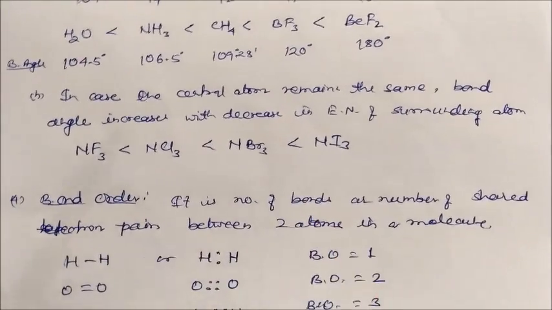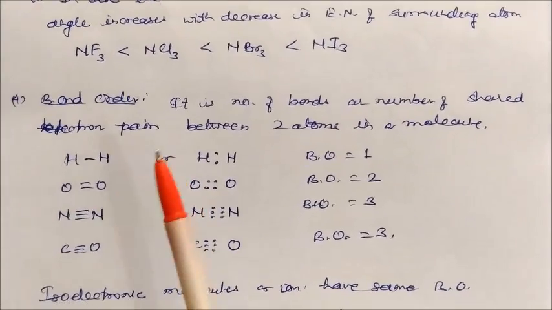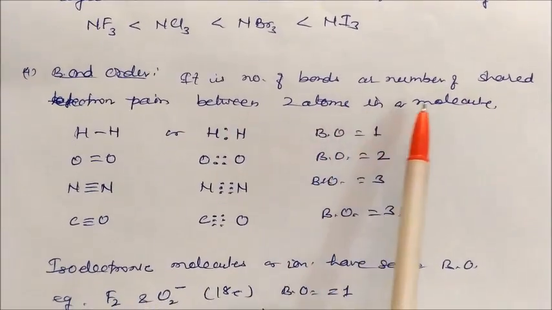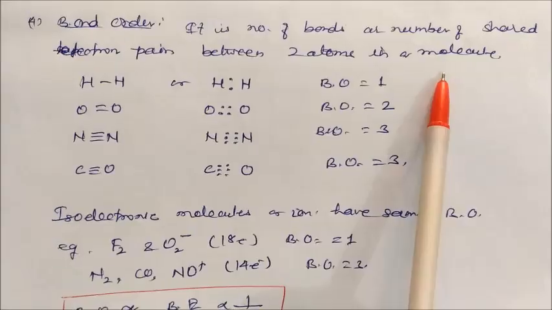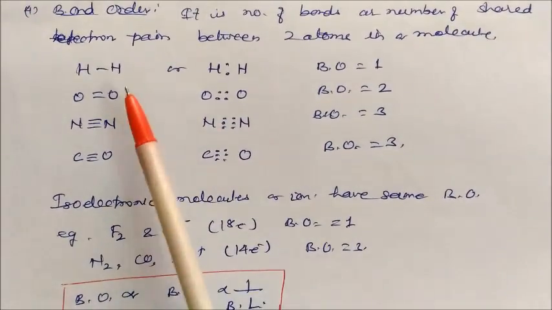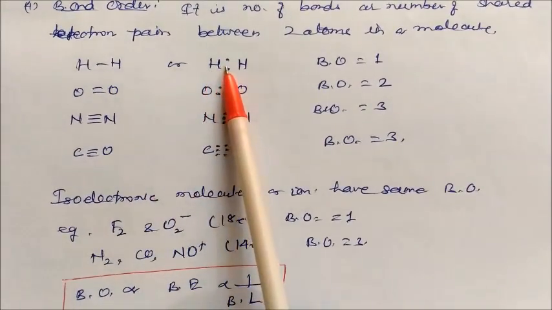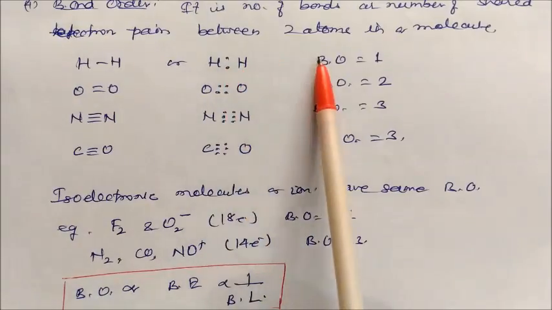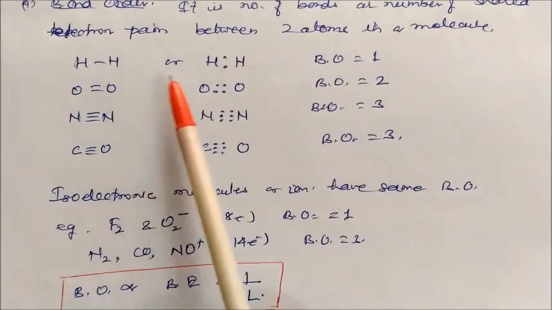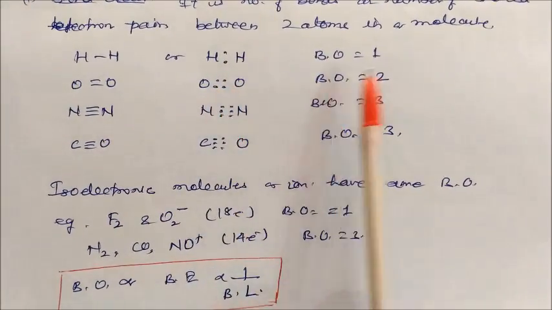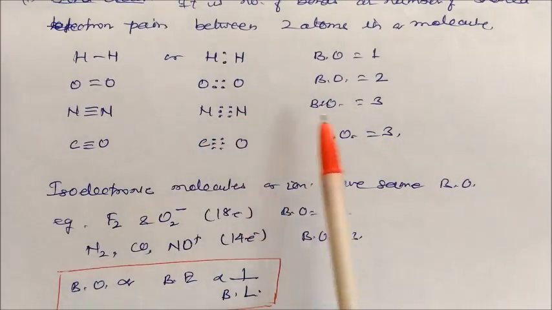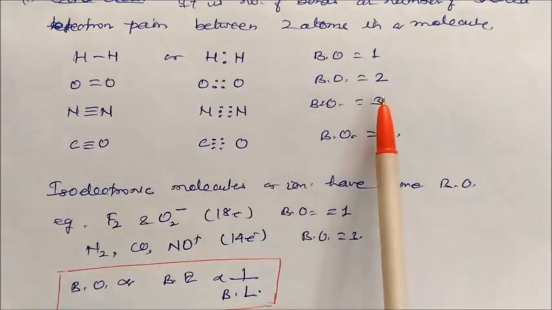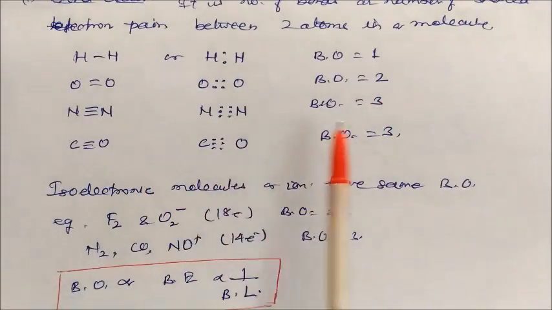Now we see the next parameter, that is called bond order. It is the number of shared electron pairs between the two atoms in a molecule. Like hydrogen, the shared electrons are 2, so bond order will be 1. For oxygen, there will be 2 shared electron pairs, so bond order will be 2. For nitrogen, there are 3 shared electron pairs between the two atoms, so it will be 3. Similarly for carbon monoxide, bond order is 3.